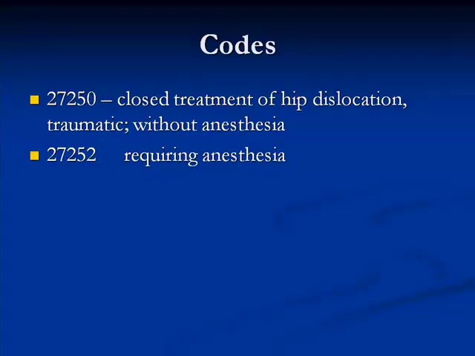Two types of closed reduction techniques are used to treat hip dislocations, depending upon the type of dislocation: the Stimson maneuver and the Allis maneuver. General or spinal anesthesia is applied.